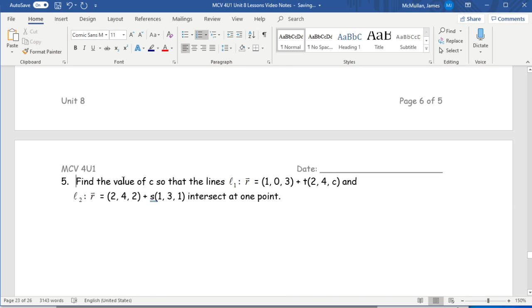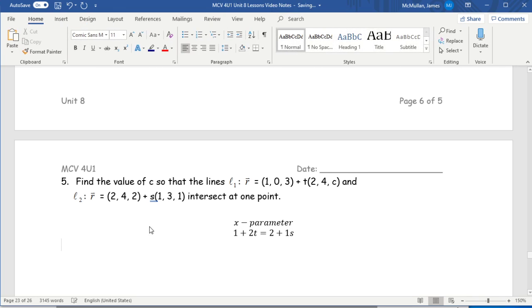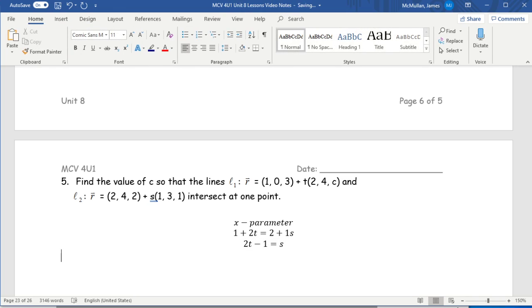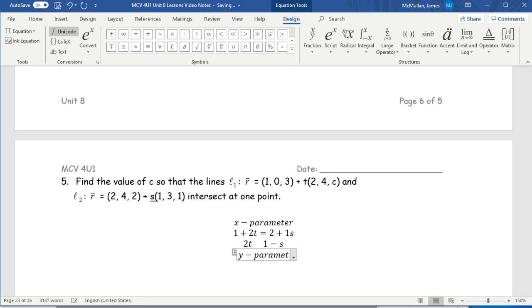All right. Find the value of c so that this and this intersect at one point. All right. This is going to be the same strategy. Okay, so what we're going to do is we're going to start with the x parameter. Okay, so 1 plus 2t is equal to 2 plus 1s, right? Just working with the two parameters. Then we say 2t minus 1 equals s, because you bring the 2 over to the other side, it becomes negative.